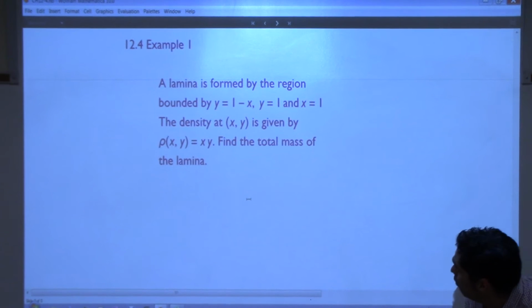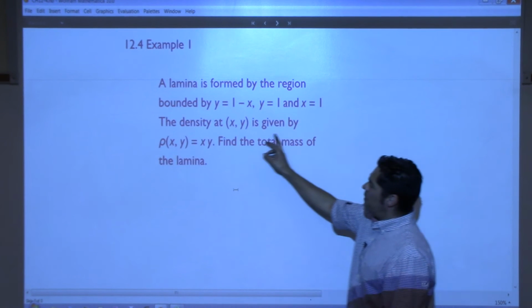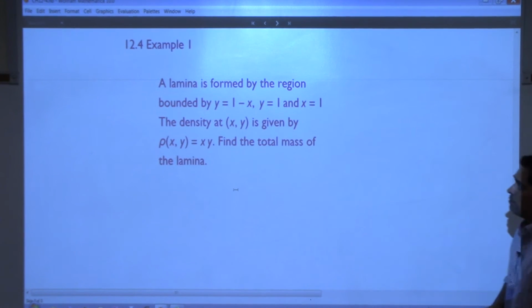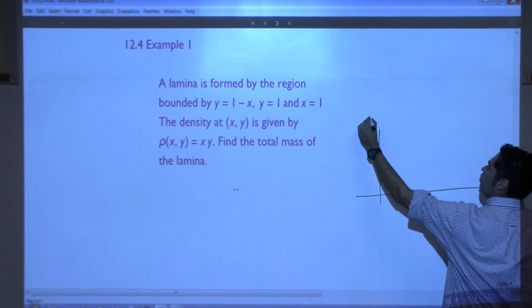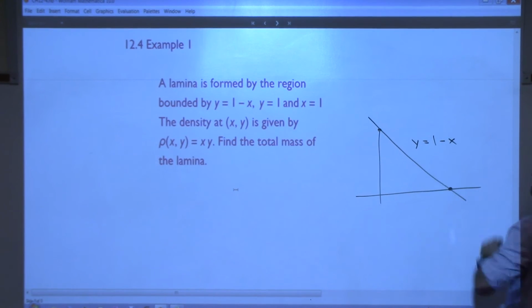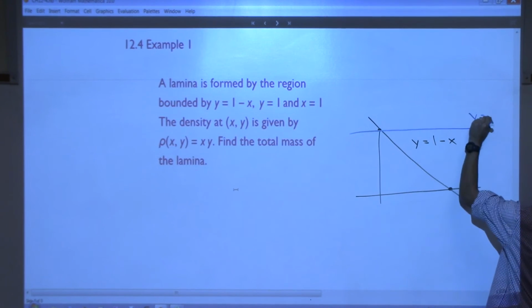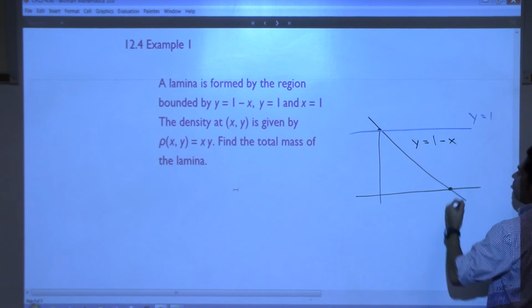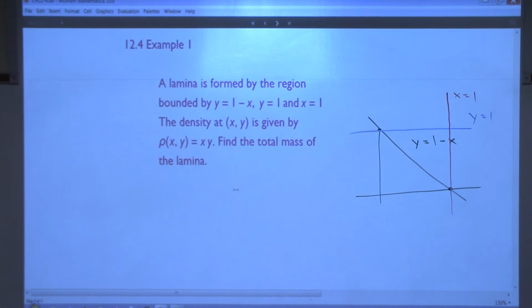So a lamina is formed by the region bounded by these curves. The density is given by this density function. Find the total mass. This one's going to go fast. I have a lamina bounded by 1 minus x, y equals 1, and x equals 1. So y equals 1 looks like this. x equals 1 looks like this. Everybody see the region bounded by those three?